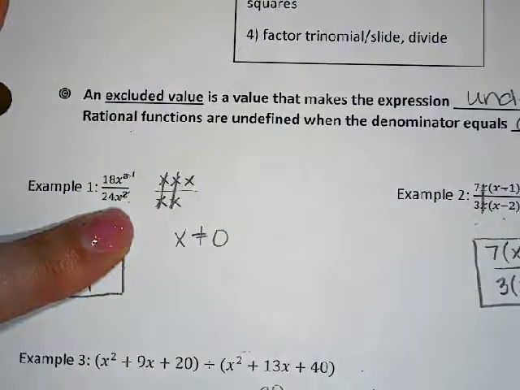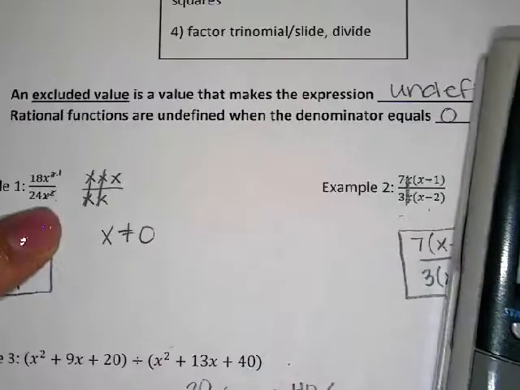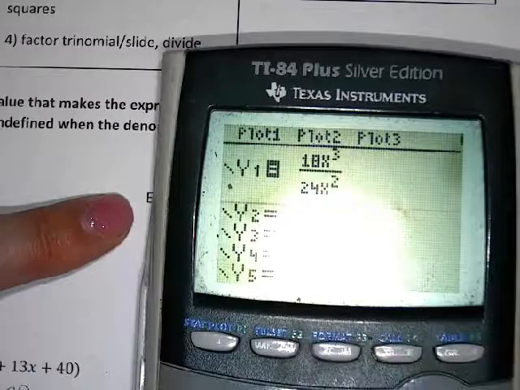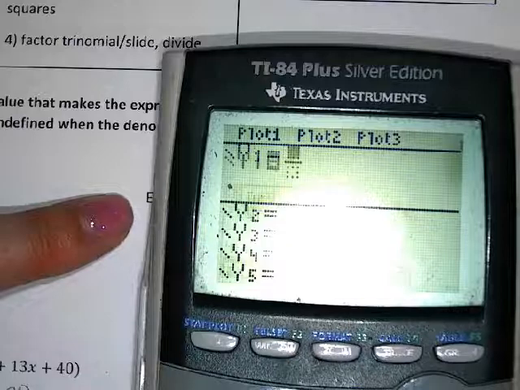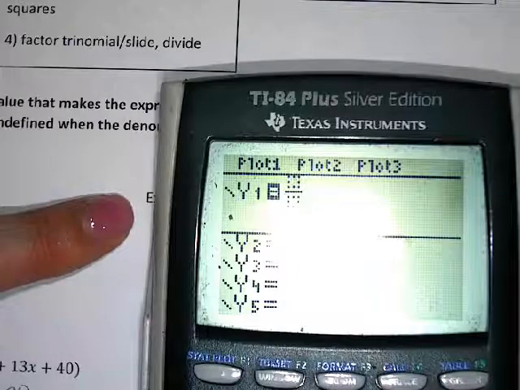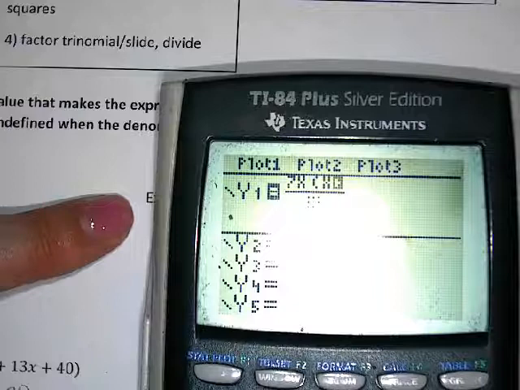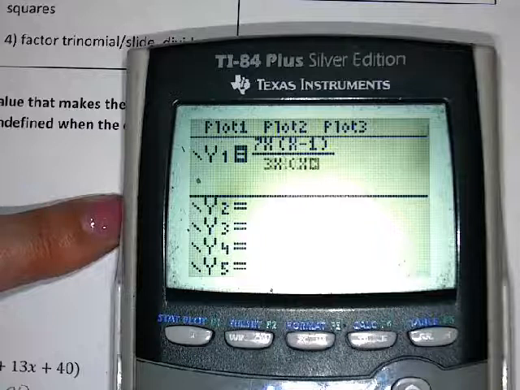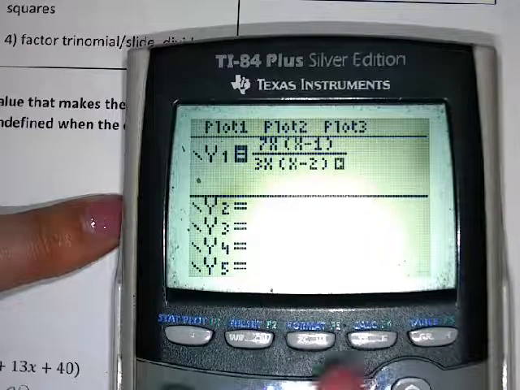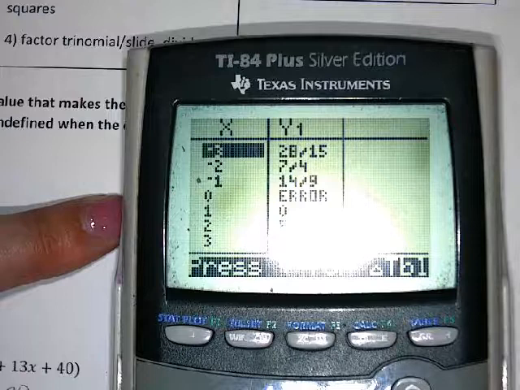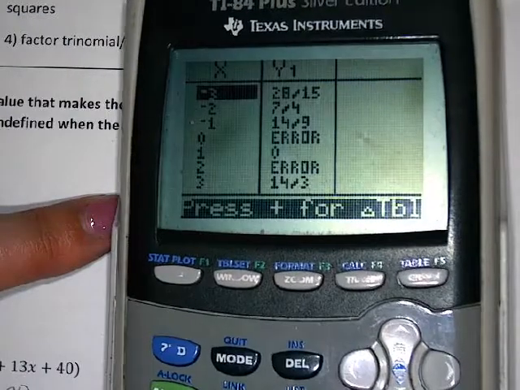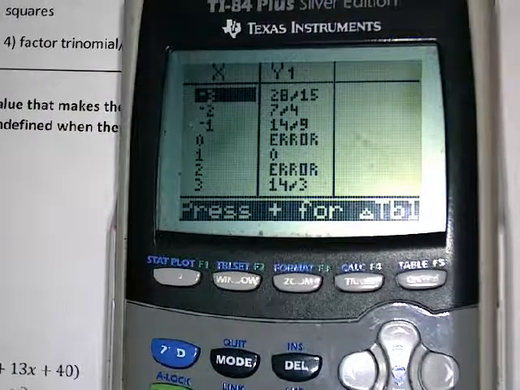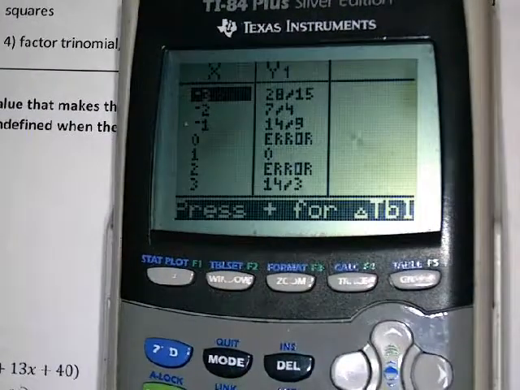Okay, for example 2, alpha y equals 7x(x minus 1) over 3x(x minus 2). We have 2 excluded values on this one. The excluded values are 0 and 2. Can't have 0, can't have 2. X cannot equal 0, x cannot equal 2.